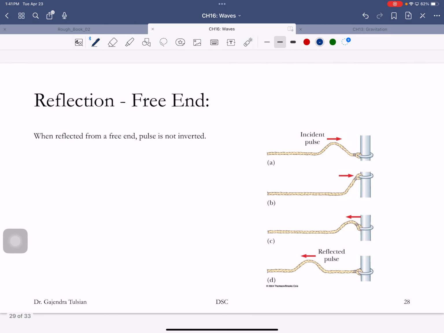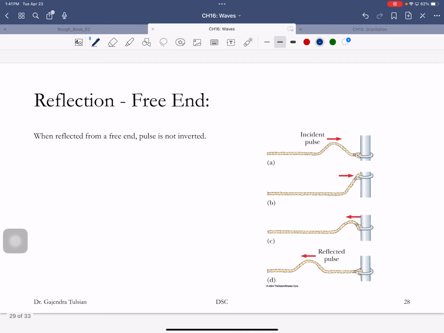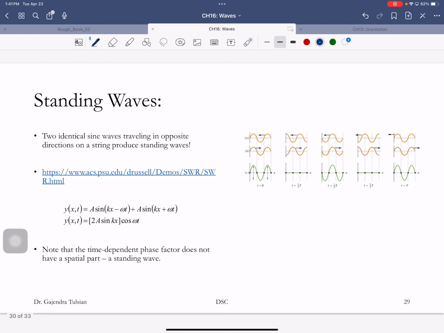And if you have a free end, when a positive pulse goes, upon reflection it remains positive. So if the end is free. From air to glass, the pulse flips, and this is mimicking the following. From glass to air, if you send a positive pulse like this, upon reflection it remains positive. All right, so let me show you standing waves.